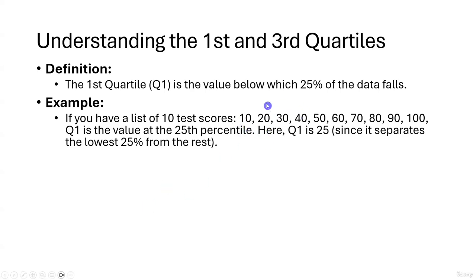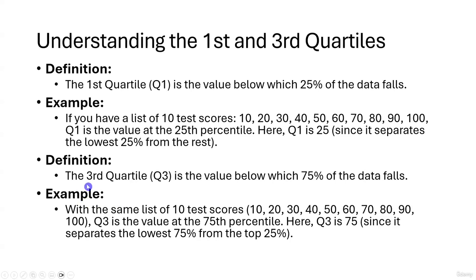So it's the lowest numbers within the 25th range. What is Q3? Q3 is the value below which 75% of the data falls, which is 75 here. So all this data here is within Q3. So it's the lower values. With the same list of 10 test scores, 10 to 100, Q3 is the value at the 75th percentile. Here Q3 is 75, since it separates the lowest 75% from the top 25%. So this is Q1 and Q3.